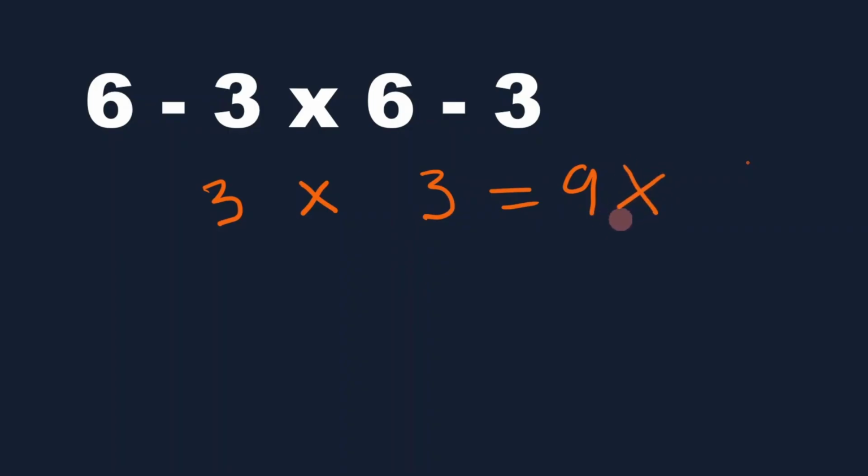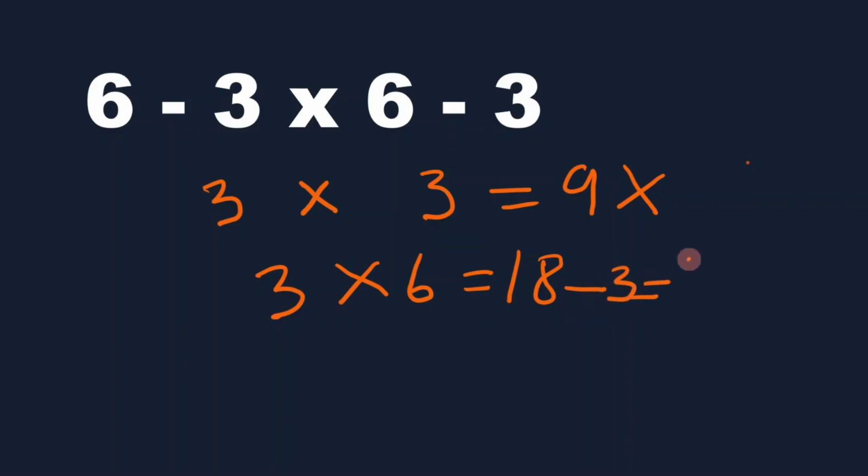It is very wrong. Also, if you solve this way, 6 subtract 3 will give us 3. Multiply by 6, we have 18. And then when you subtract 3, we have 15. This is also very wrong. These two, this 9 and 15, they are very incorrect.